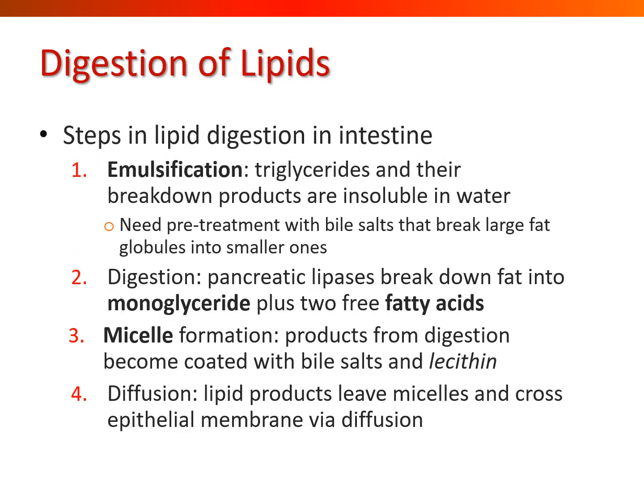Now, we release a little bit of lipase in the mouth and in the stomach, but we don't start the digestion of lipids in earnest until we're in the small intestines and we have that pancreatic digestive lipase to work on our fats. So the first thing that we have to do with our fats is emulsification. So we have to take triglycerides and their breakdown products and get these into a smaller globule basically is what is happening here.